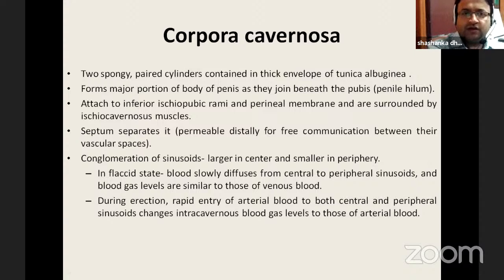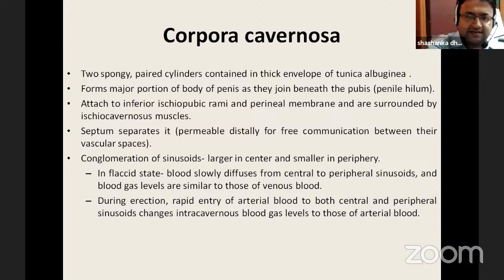Corpora cavernosa are two spongy paired cylinders. They are contained inside a thick envelope of tunica albuginea. It forms the major portion of the body of the penis as they join beneath the pubis. They are attached to the inferior ischiopubic rami and perineal membrane and are surrounded by ischiocavernosus muscles. There's a septum that separates the two cylinders, and it's permeable for free communication between the vascular spaces. A conglomeration of sinusoids, larger in center and smaller in periphery.